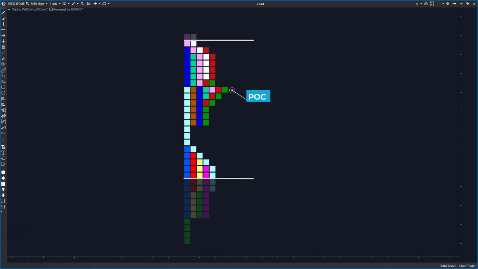The value area indicates the region where most trades occurred, bordered by the value area high at the top and the value area low at the bottom. Alongside the POC, these are the key levels.